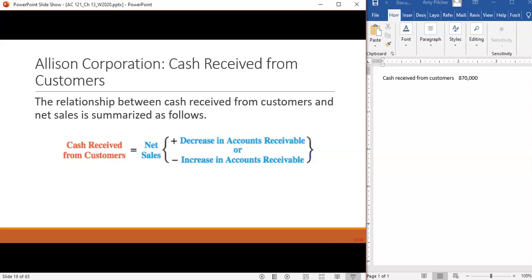So we can see in this picture here, we have our cash received from customers. We start with net sales. We add a decrease in accounts receivable or subtract the increase in accounts receivable.